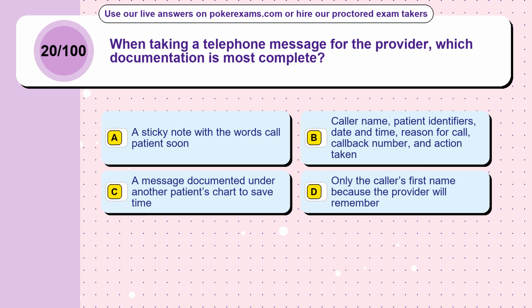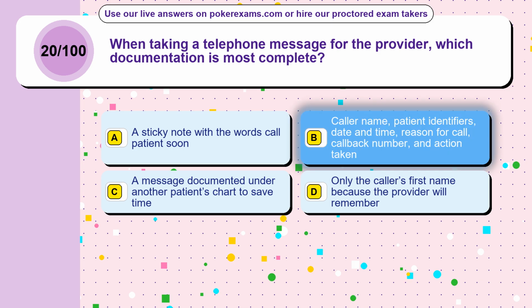Question 20. When taking a telephone message for the provider, which documentation is most complete? Option A. A sticky note with the words "Call patient soon." Option B. Caller name, patient identifiers, date and time, reason for call, callback number, and action taken. Option C. A message documented under another patient's chart to save time. Option D. Only the caller's first name because the provider will remember.